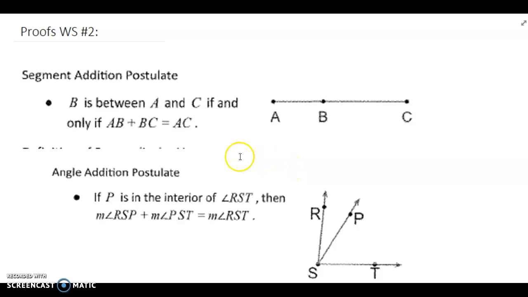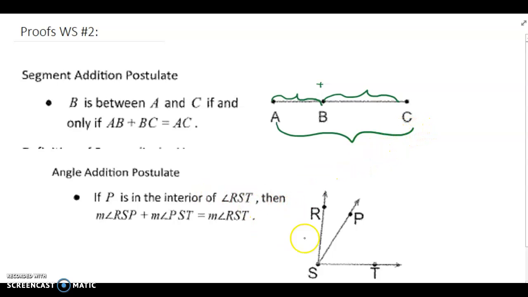I just cut these straight from those sheets that you glued into your interactive student notebook. All I did is I found the angle addition postulate and the segment addition postulate, and I put them in here. Just remember, the segment addition postulate tells you that you can add these two pieces to equal the big piece. In other words, AB plus BC is going to equal the entire AC. That's all the segment addition postulate tells me.